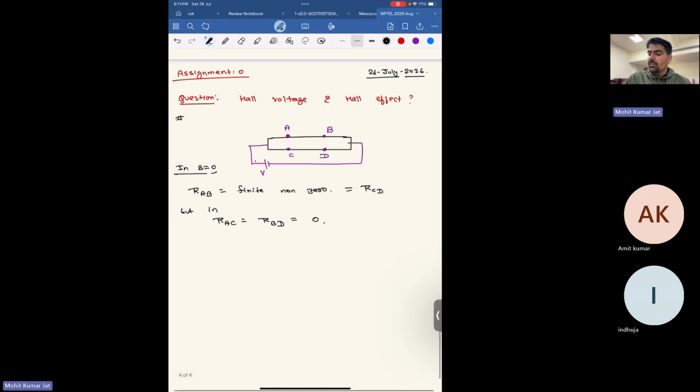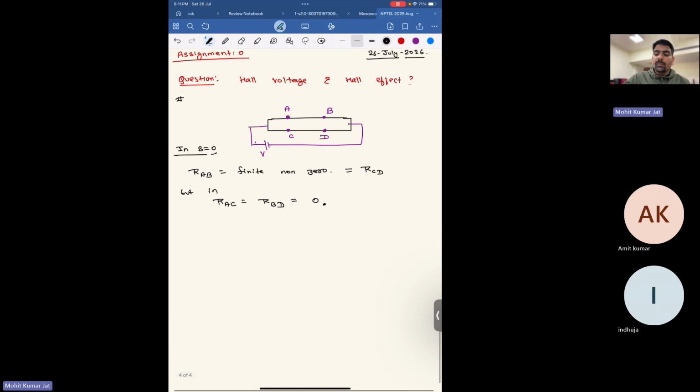And this you can derive because these two potentials will be equipotential surfaces, A and C points, if they are right on the aligned part, and the B and D, and there the resistance will be 0. This is in the case of the zero magnetic field.